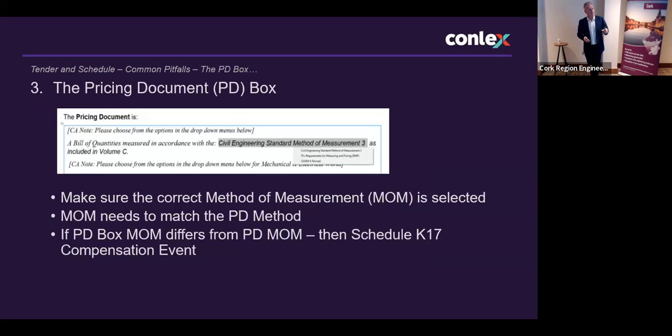We also have a pricing document box, and this is a screenshot of the actual OGP template itself. So you all know this. If you click on the gray shaded area, it'll give you a drop down menu. You can't really see it, but there are the various different types of method of measurement. All I would say in relation to this is make sure you pick the correct method of measurement. Make sure that the method of measurement used to draft the pricing document is that method of measurement.